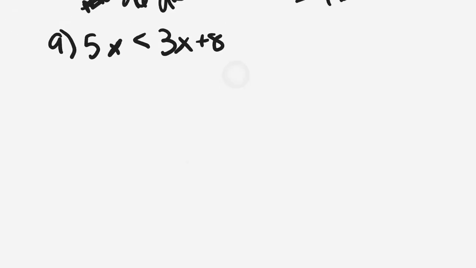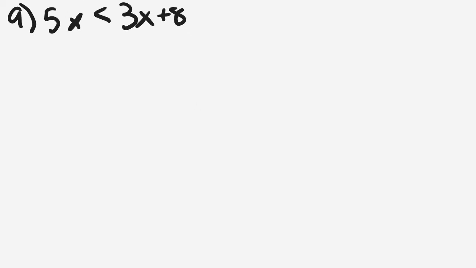All right, so moving on to number, what is that, 9? Yes, 9. So number 9 says 5x is less than 3x plus 8. So this is a situation where we have variables on both sides. Remember, we want all the variables on one side and all the numbers on the other. So I'm going to go ahead and move that guy over there. I wish there was an undo button here, but there is not.